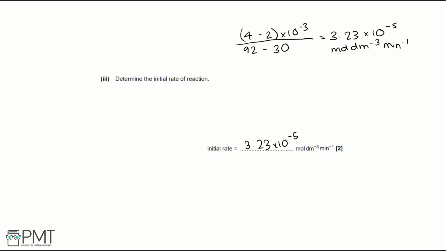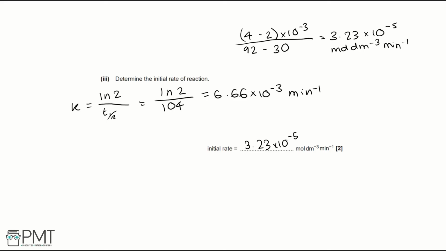Now looking at the second way we could have answered this question. The second way to do this is using the equation of K equals ln2 divided by the half-life. The half-life is 104 minutes, which we've worked out. So that's ln2 divided by 104, which equals 6.66 times 10 to the negative 3 minutes to the minus 1.